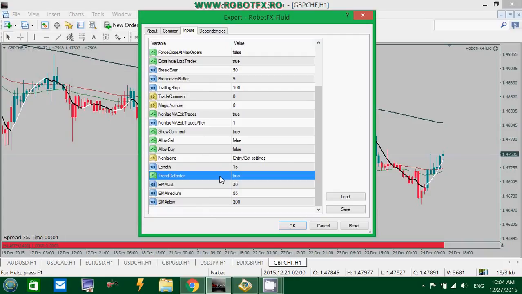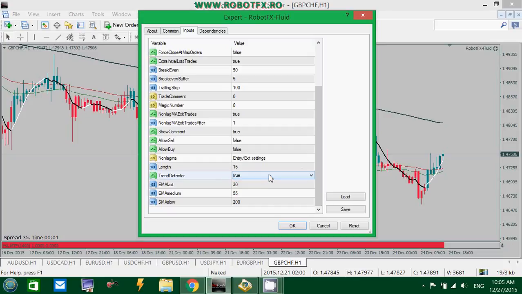Okay, now a little about the trend detector settings within the RobotFX Fluid Expert Advisor. First of all, the idea is to make you understand all the settings so you can use it properly. We don't want to create one of those black box trading systems that you have no idea what's going on, with some advertising websites full of fake testimonials from fake customers that got rich overnight. So we are trying to explain these settings as best as we can. Today we will explain the trend detector.